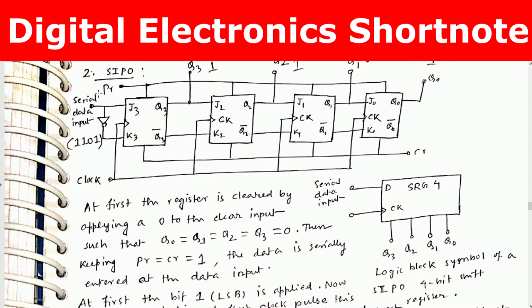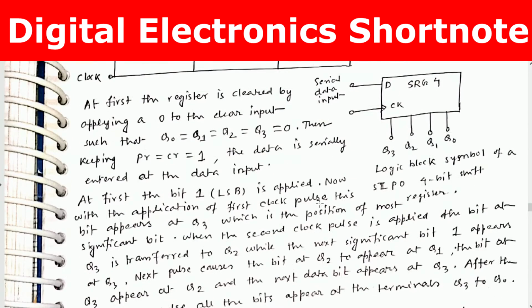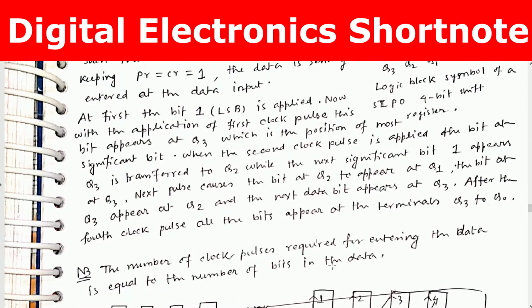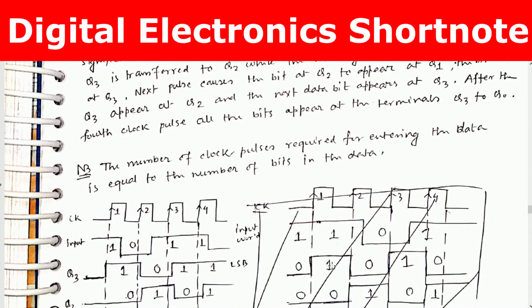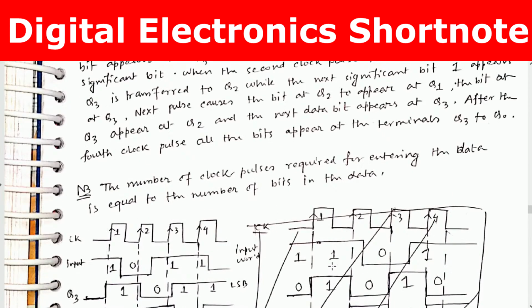SIPO, serial in, parallel out. The output data are collected simultaneously, all at a time, not one at a time. So serially in but parallelly out. So many things I have written. I am holding it, you just read. The number of clock pulses required for entering the data is equal to the number of bits in the data. This is the most important line.